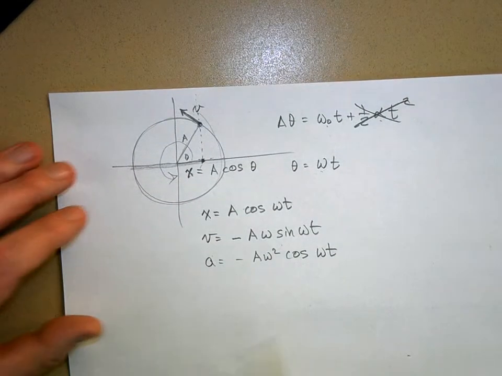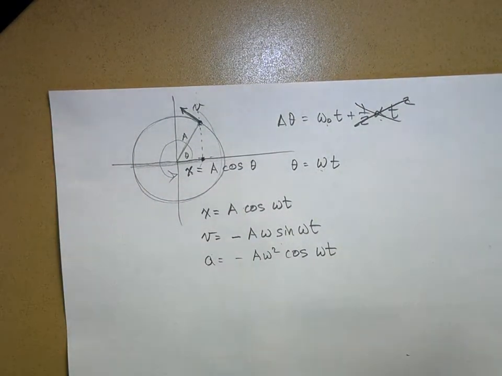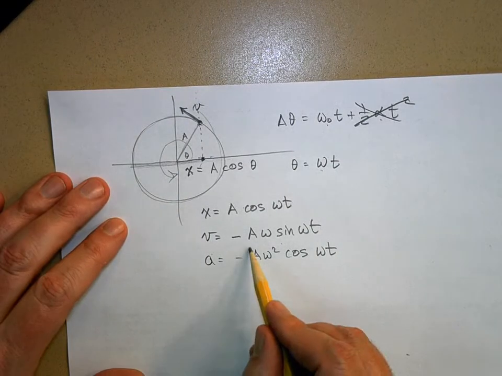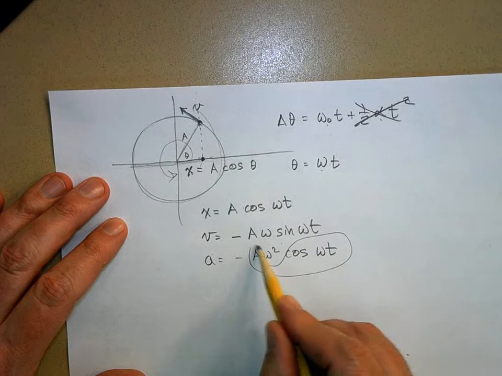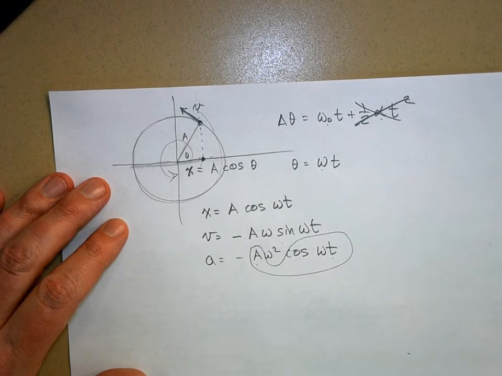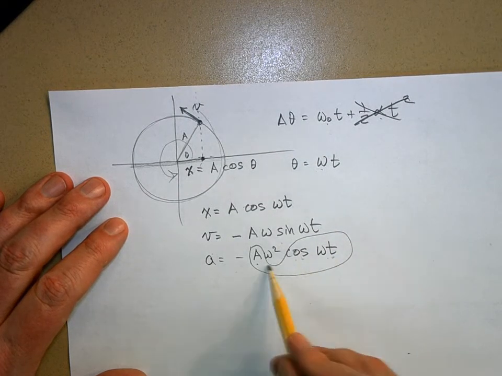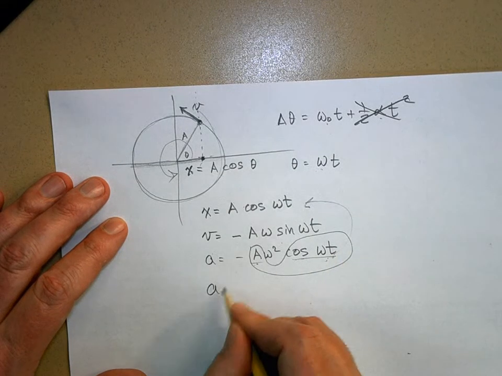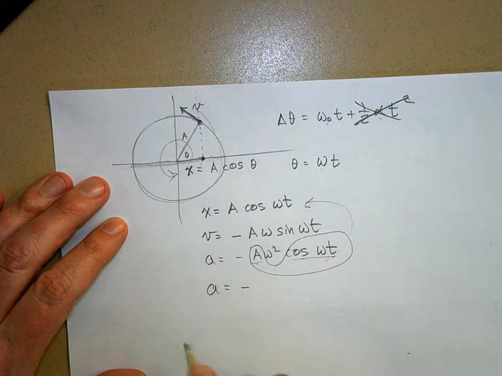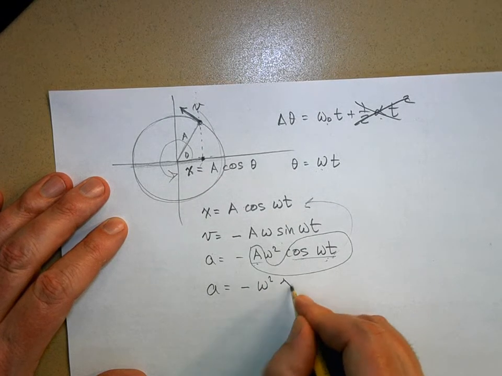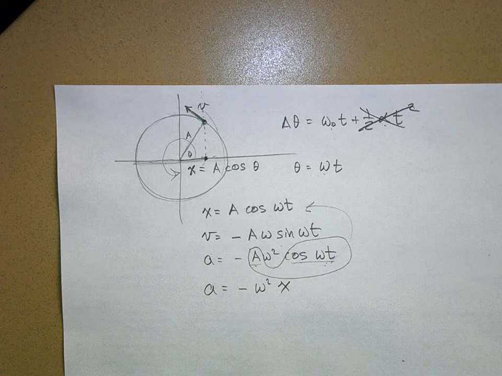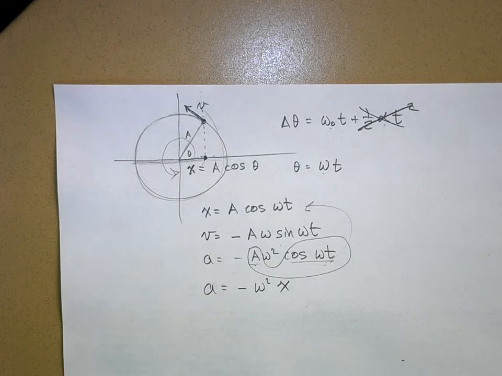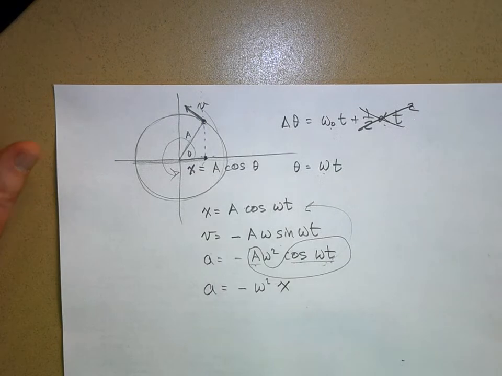And now this has nothing to do with the simple harmonic oscillator yet, but here's what I want you to see. What is this? This is A cosine omega t. Well, what is A cosine omega t equal to? x. So we can say that the acceleration is equal to negative omega squared times x. Now, you don't really have to remember this that well. I'm just kind of deriving something here.